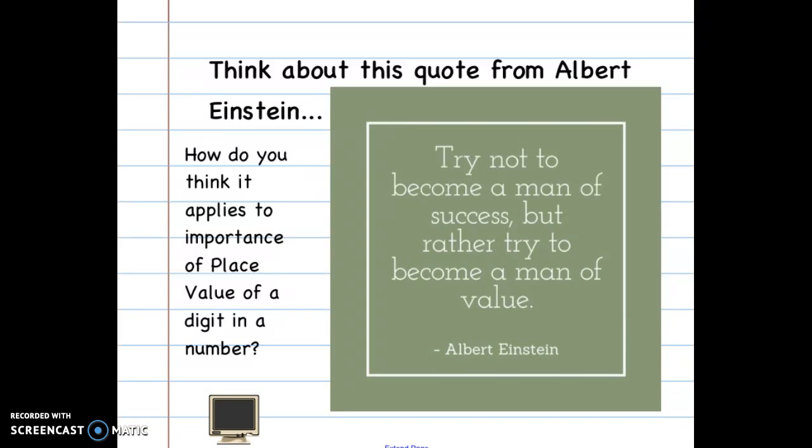Before we begin, let's think about this quote from Albert Einstein. Try not to become a man of success, but rather try to become a man of value. How do you think it applies to the importance of place value of a digit in a number?